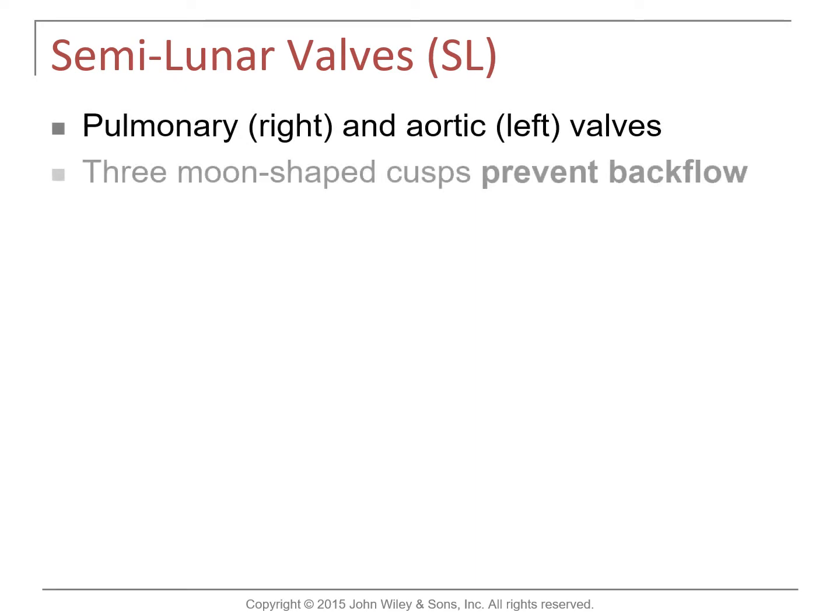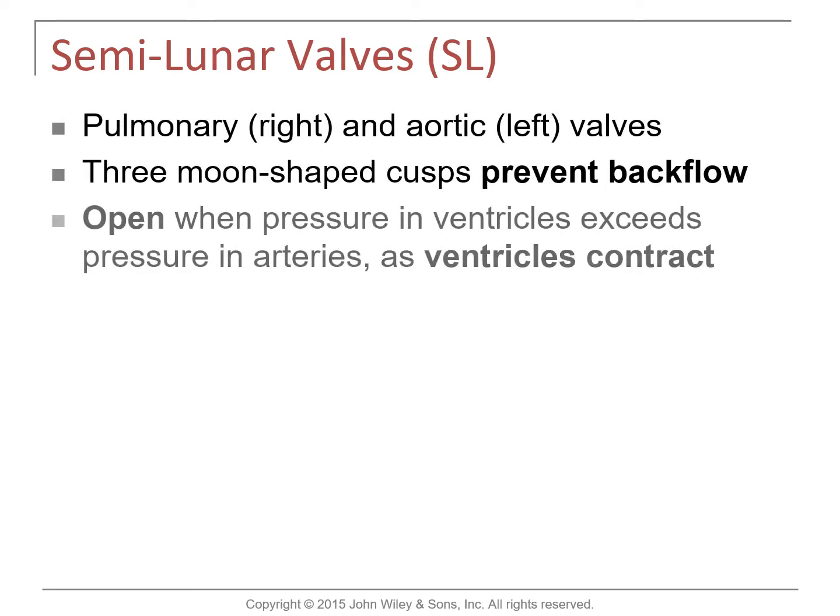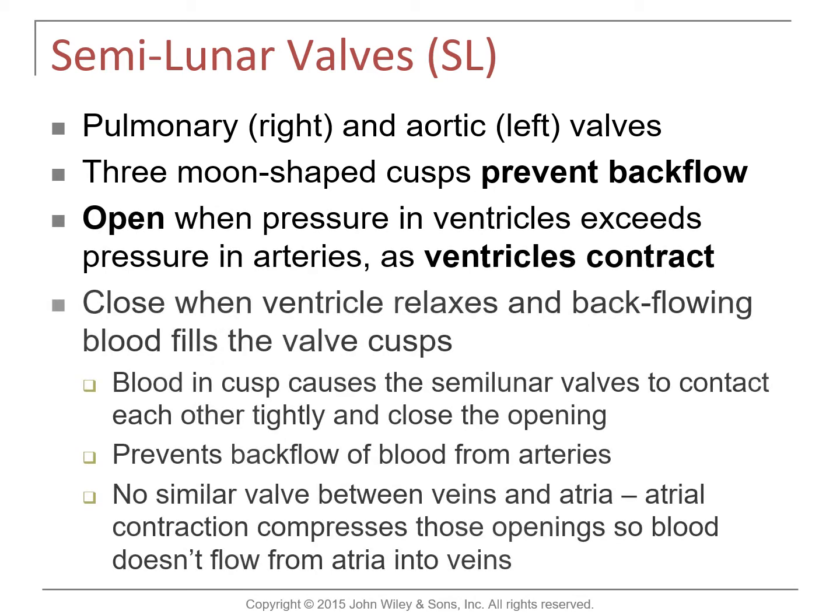Let's look at those semilunar valves. The semilunar valves separate the ventricles from the large arteries that take blood out of the heart. On the right, we have the pulmonary semilunar valve that separates the right ventricle from the pulmonary trunk. And on the left, we have the aortic or left semilunar valve that separates the left ventricle from the aorta. Each is made up of 3 moon-shaped cusps that prevent backflow from the arteries into the ventricles.